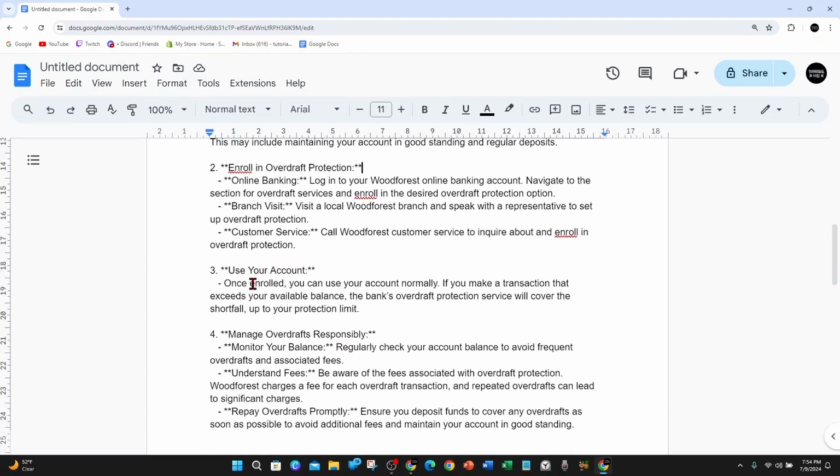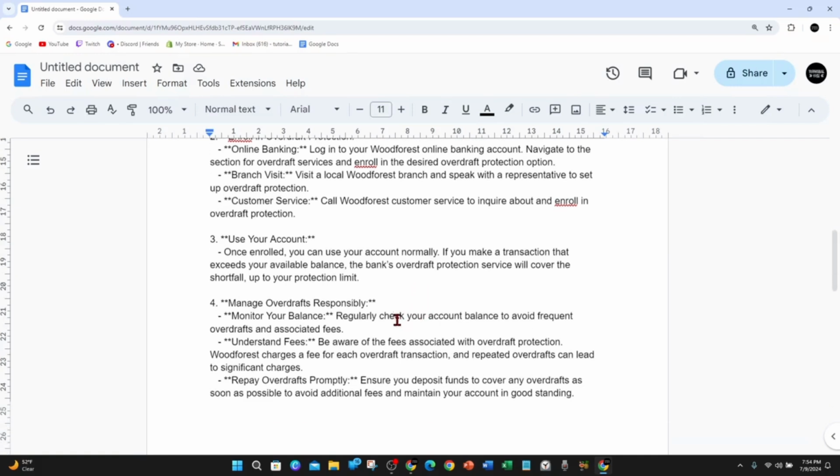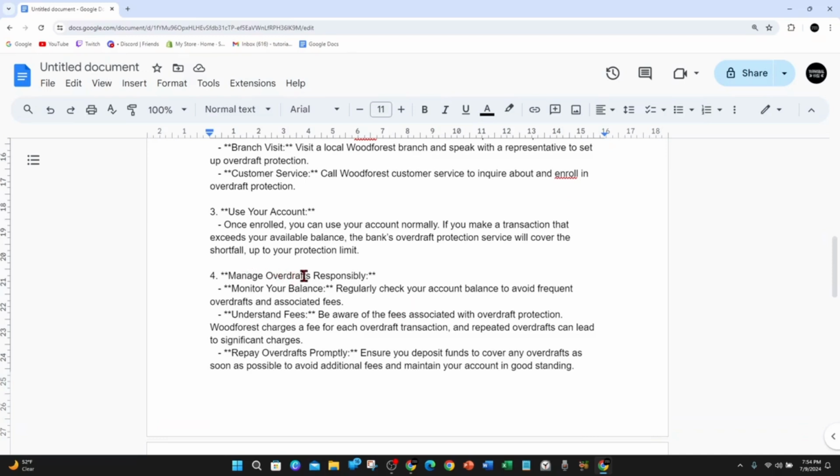So use your account. So once enrolled, you can use your account normally. If you make a transaction that exceeds your available balance, the bank's overdraft protection service will cover the shortfall up to your protection limit. And then manage overdraft responsibly.